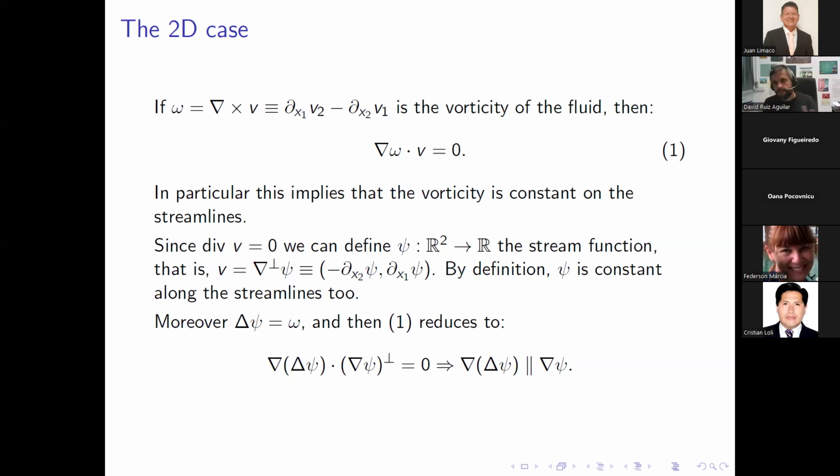So in the end, if you want steady solutions of 2D Euler, what you have to do is find a stream function psi satisfying this equation here. This is all you need. Basically, this implies that the gradient of psi and the gradient of the Laplacian of psi, which is the vorticity, are parallel. They point in the same direction. As long as you find a function psi satisfying this property, you have a solution of the steady 2D Euler equation.